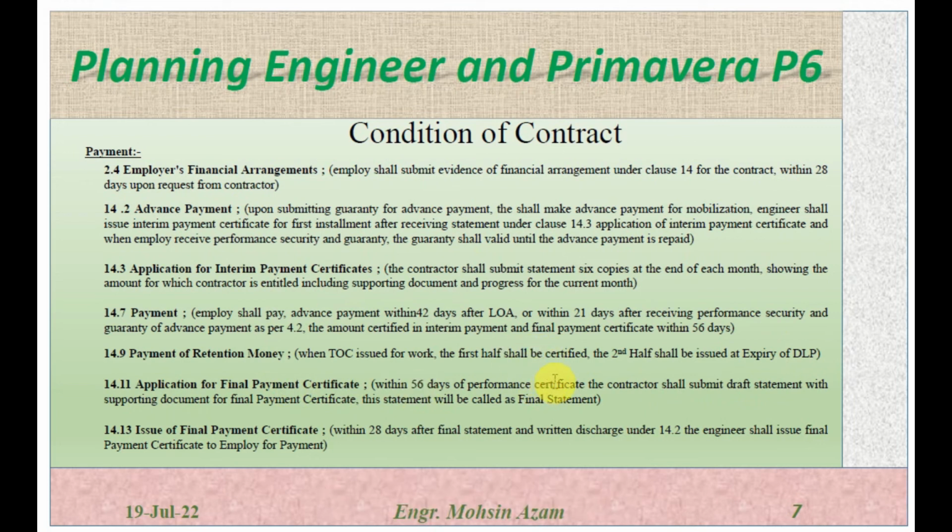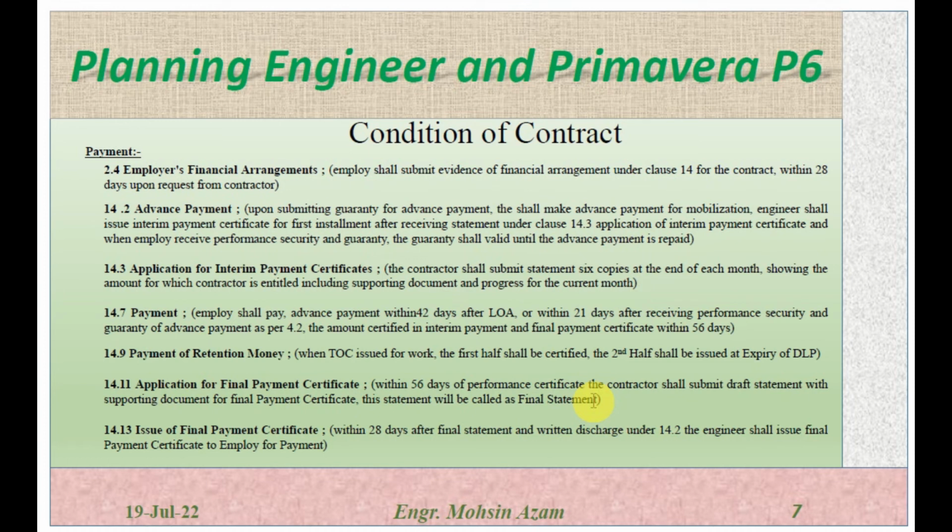So once the performance certificate is received, the contractor shall submit the draft statement with supporting documents for the final payment certificate. This statement will be called the final statement. So within 56 days after receiving the performance certificate from the engineer, the contractor has to submit the final statement. The final statement will be a draft copy. First, the contractor has to submit a statement as a draft for the engineer's review, and once it is agreed with the engineer, he has to submit a statement which will be called the final statement.